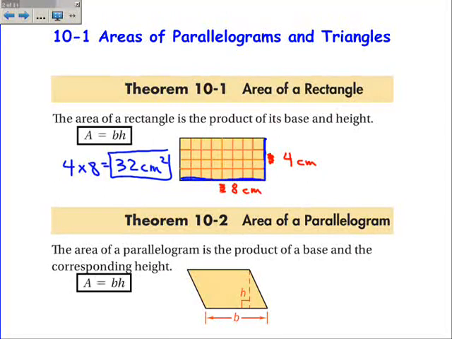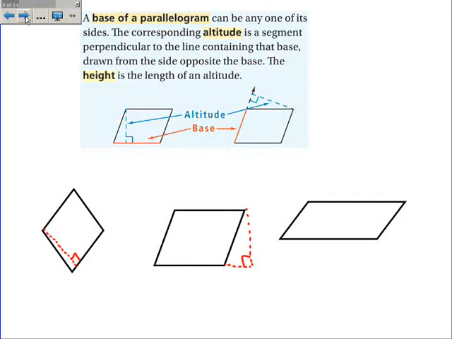Okay? The area of a parallelogram is very related to the area of a rectangle. It's just like leaning to one side, or you can think of it as cutting off this triangle and moving it over to this side and it fitting here and making a rectangle. Okay? However you think of it, the area of a parallelogram is still the base times the height. Okay, now an important thing is that the base of a parallelogram can be any one of its sides. It doesn't have to be just the bottom one.